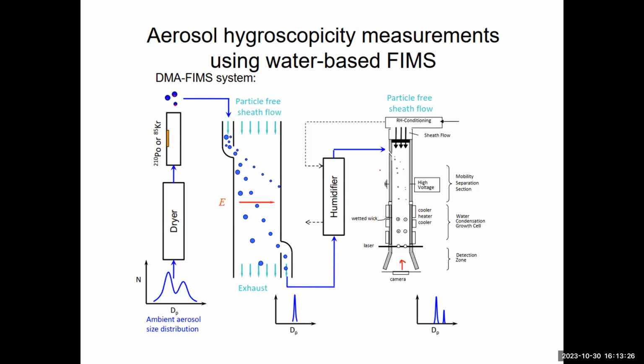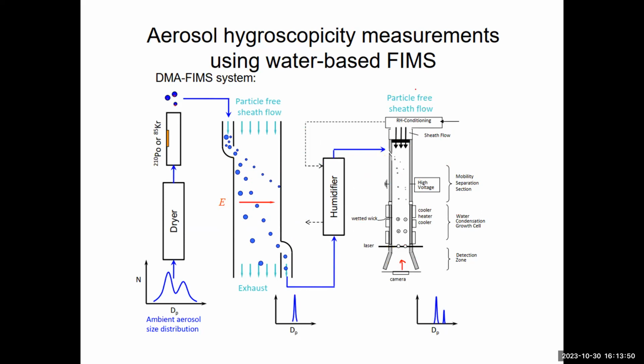So because of that, you get rid of the second DMA, which scans the size distributions. The first DMA can just select particles, and you can do several seconds of size scan, which shortens the time of the hygroscopicity analysis. Okay, so this is how the FIMS is being used for the hygroscopicity analysis.